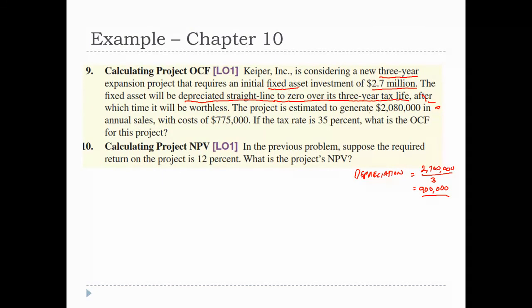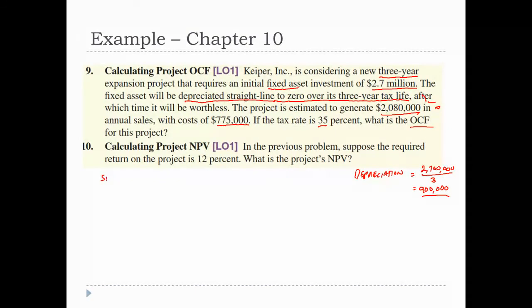Okay, furthermore, we're told the project is estimated to generate $2.080 million in annual sales. There will be costs per year of $775,000, and taxes are paid at a rate of 35%. The question is ultimately asking us, what is the operating cash flow from this project? Again, a couple ways you could do this. I tend to like to lay things out as if we had a spreadsheet, but it's not always necessary, but let's do it that way.